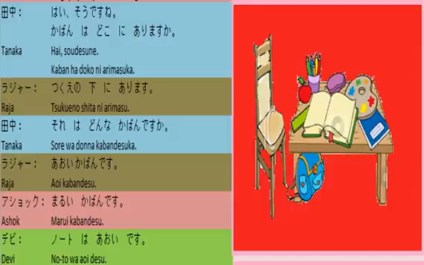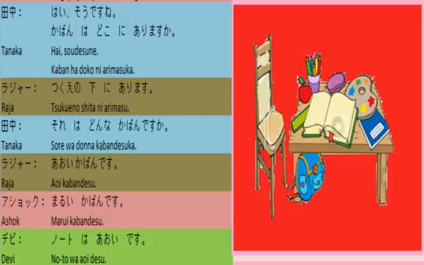Now Miss Tanaka responds, Hai, so desu ne. Kaban wa doko ni arimasu ka? Hai is yes. So desu ne, you're right. Kaban wa doko ni arimasu ka? Kaban means bag. Doko is where. Ni is the particle expressing location of existence. Wa arimasu ka is the interrogative structure.